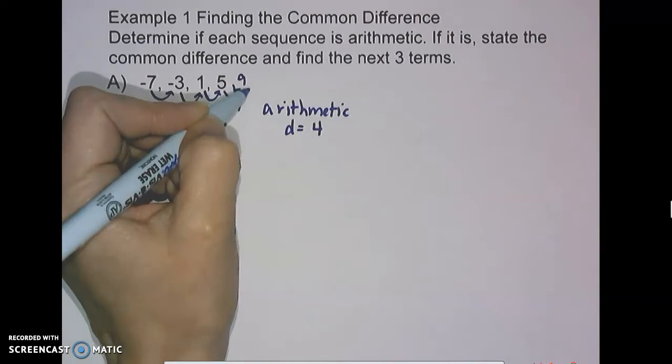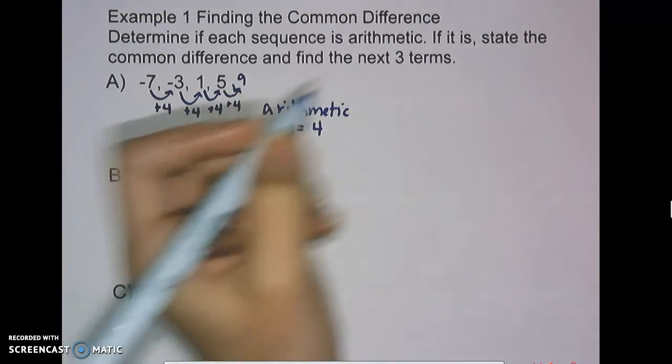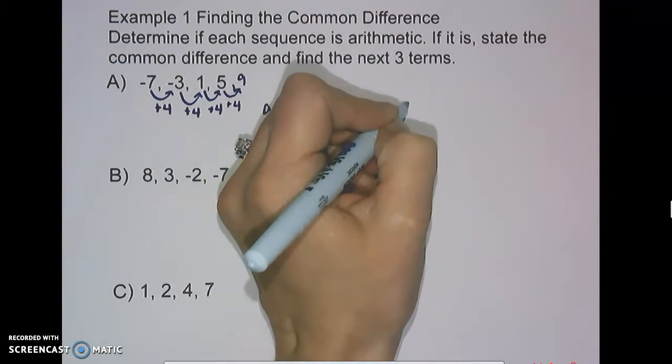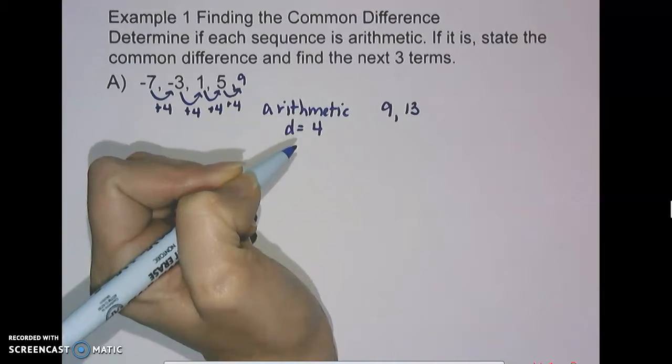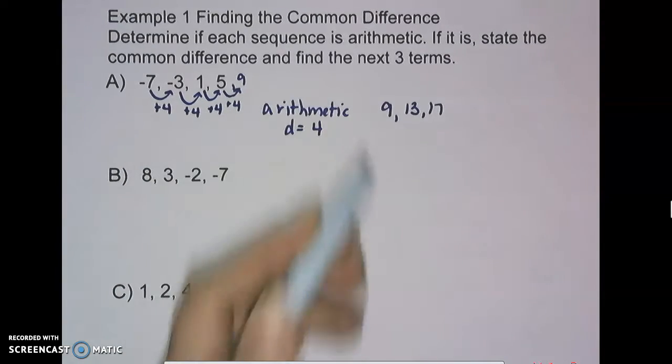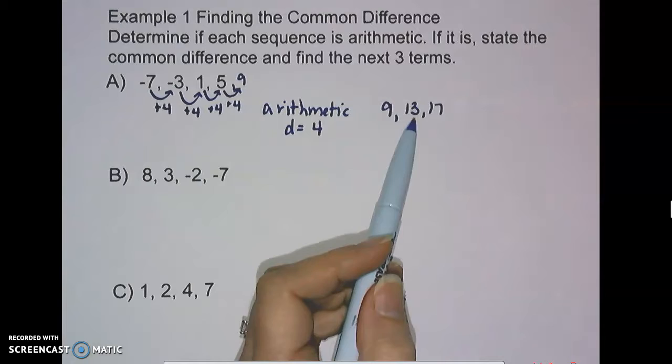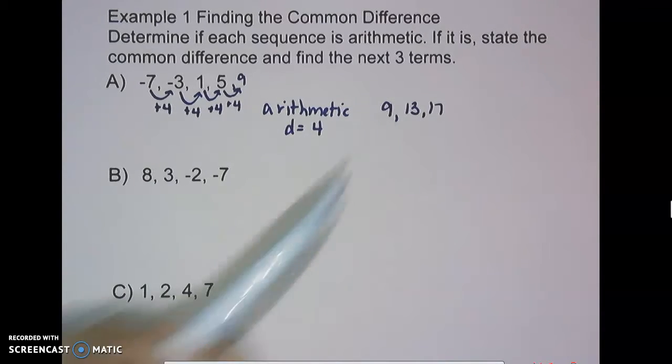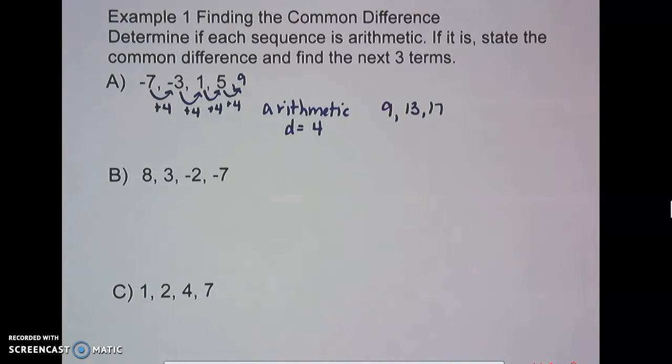Then we would add another 4. What number would we come up with? We have 9. The next one would be 13. After that, we would add 4 again and get 17. So the next three terms in the sequence would be 9, 13, 17. Those three pieces make our answer for this question. All right, let's take a look at another one.